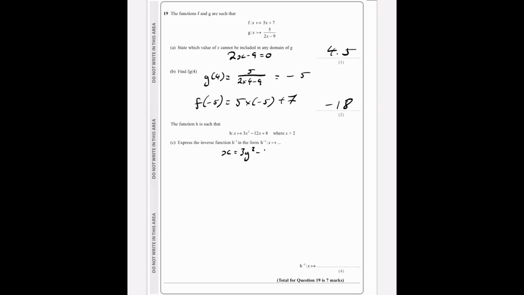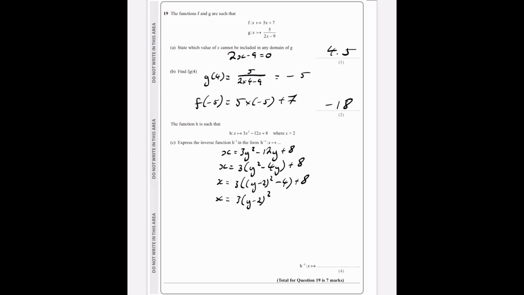For C, it's an inverse function of a quadratic. The only way to do this is by completing the square and then reverse engineering it. To complete the square, first thing I'm going to do is factorize out 3 and leave the plus 8 alone at the end. Factorize out 3 and then complete the square with y squared minus 4y, replacing it with y minus 2 squared minus 4.